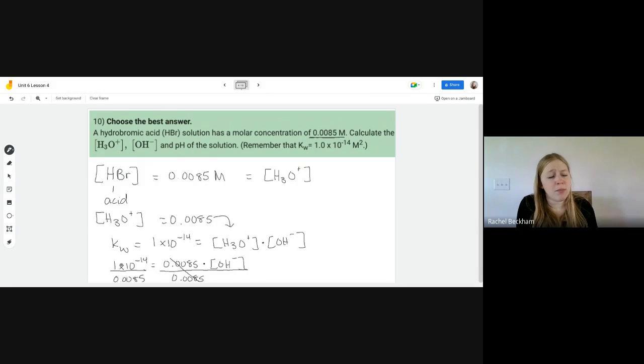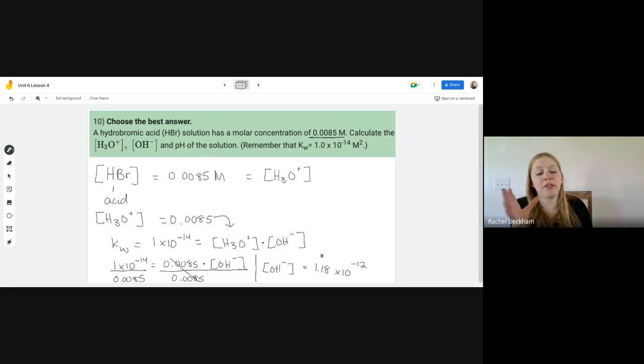And now I need to do the math here. In my calculator, I need to do 1 times 10 to the negative 14th divided by 0.0085. If you struggle with punching that in the calculator, I will be so happy to help you. If you join my classroom, or any teacher will be happy to help you with punching that in the calculator. So that divided by that is 1.18, I'm kind of rounding it off, times 10 to the negative 12th.